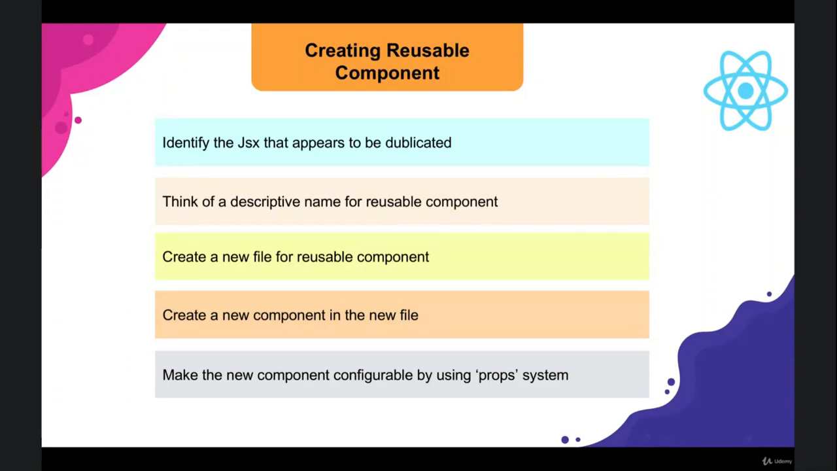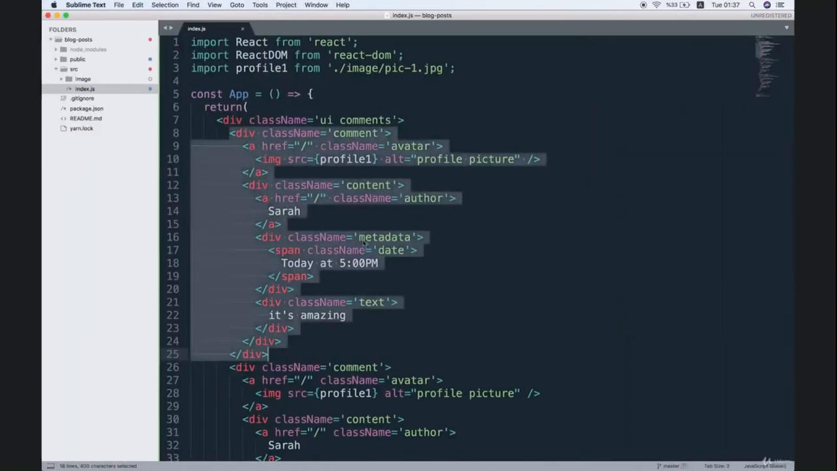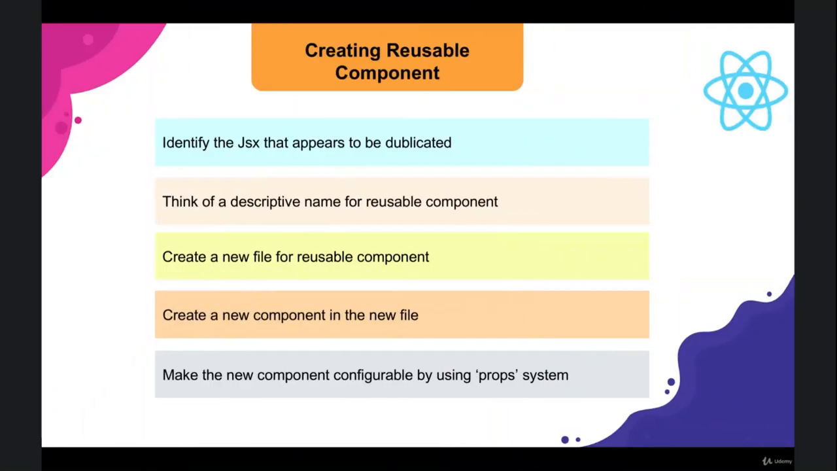And now one of the most important things in this process is giving that component a meaningful name. So in this case, I would say that the purpose of this JSX right here is to display a single comment. All right. So now I'm just going to give this thing the name of SingleComment.